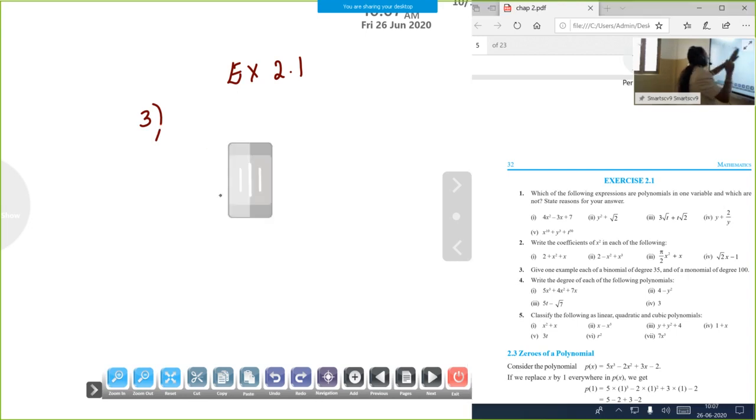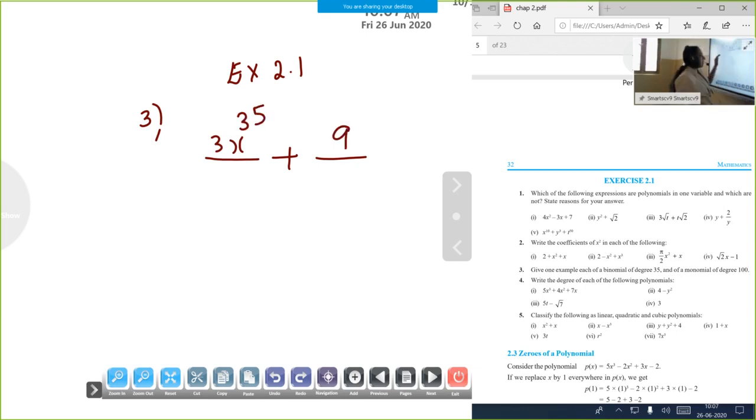We need two terms. In that, of degree 35, the variable's power is 35. So I write one example like this: 3x raised to 35 plus 9. This is a binomial, two terms there, and its degree is 35. A binomial of degree 35.